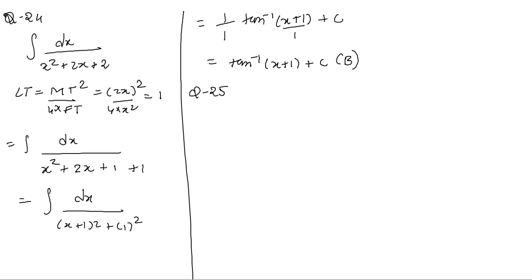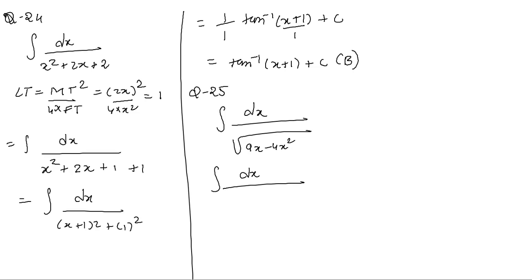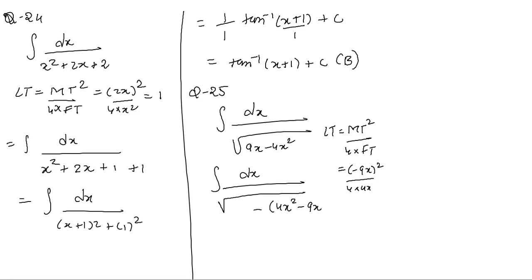Let's try to do the 25th MCQ, where we are given integration dx upon square root 9x minus 4x square. As your first term is negative, I will take minus common outside from first term and middle term. Now I will apply this formula. Last term is equal to middle term square upon 4 into first term: minus 9x whole square upon 4 into 4x square.